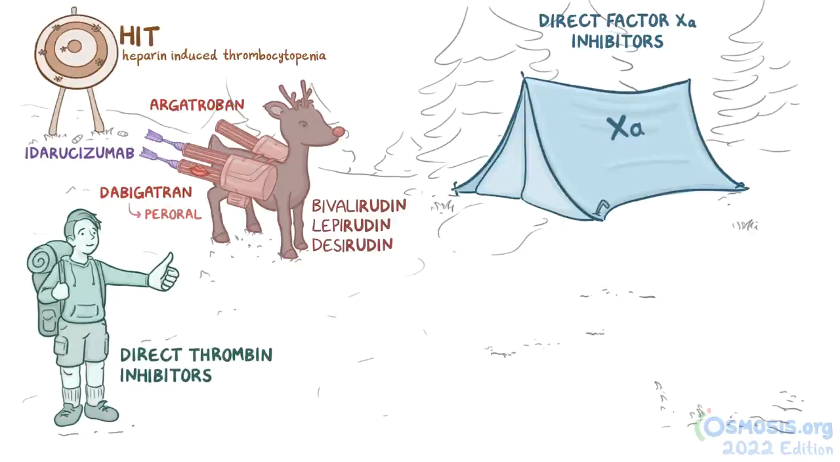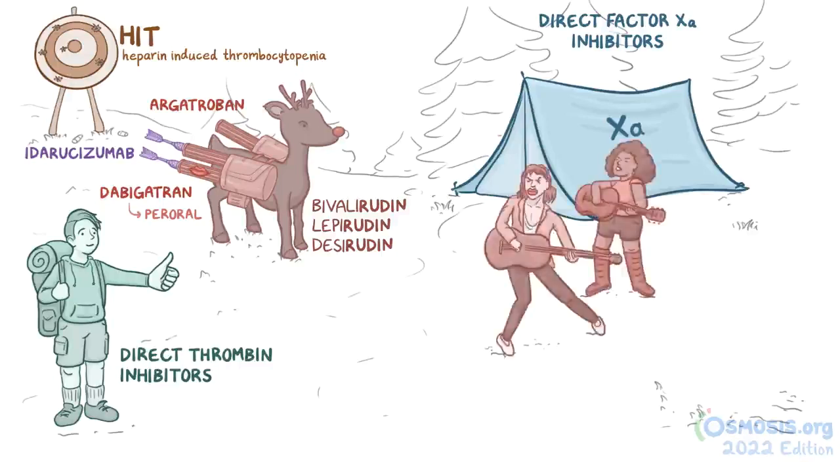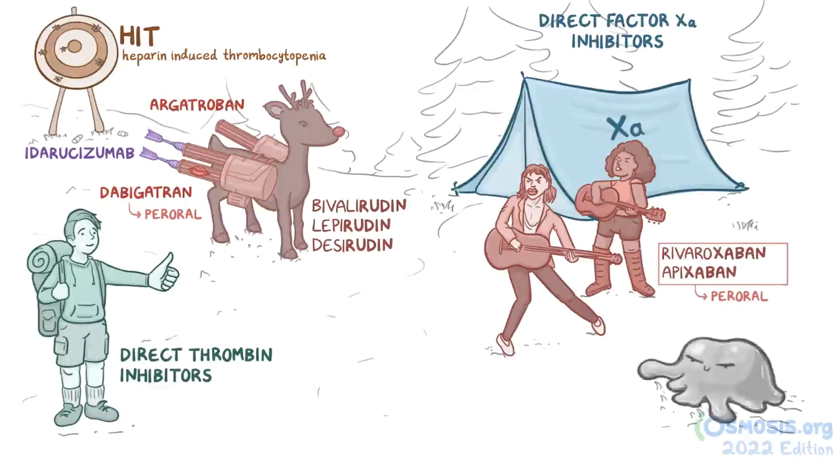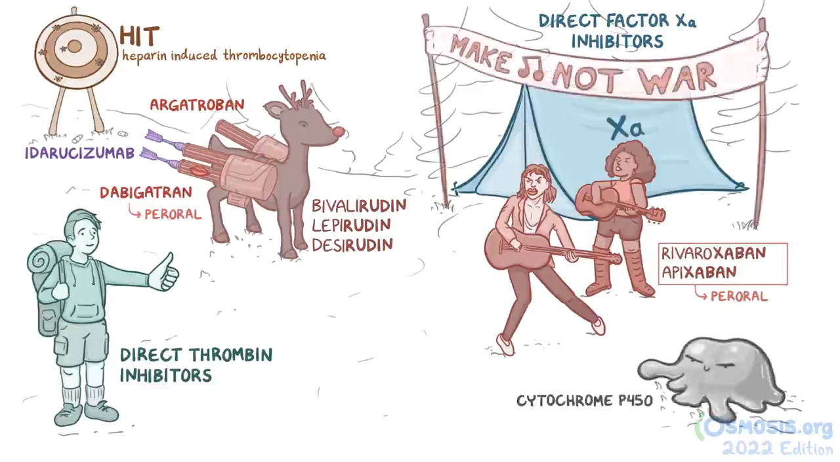For the direct factor 10A inhibitors, let's go back to the tent, which belongs to the members of a rock band, or Rox band, which represents the medications with xaban in their name, like rivaroxaban and apixaban. The lead singer has a huge lip to help you remember these medications are per oral. A giant chrome-colored cell is sneaking up to engulf the band, which represents the cytochrome P450 that metabolizes these medications. Finally, let's put a banner above them that says "Make Music, Not War," since they can be used as an alternative to warfarin.